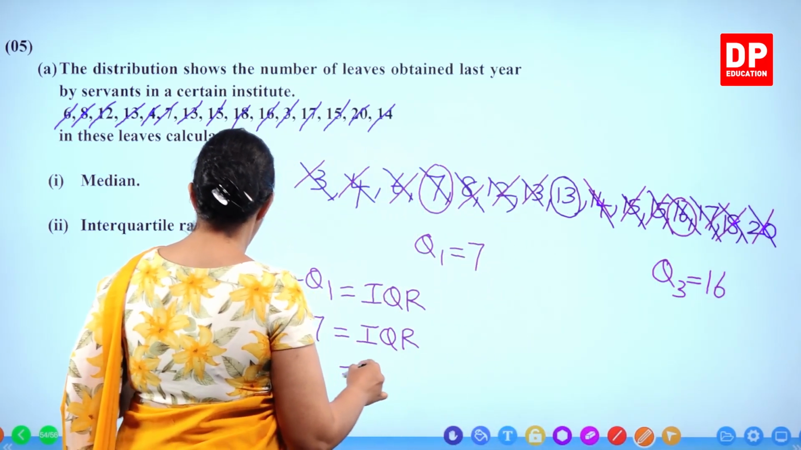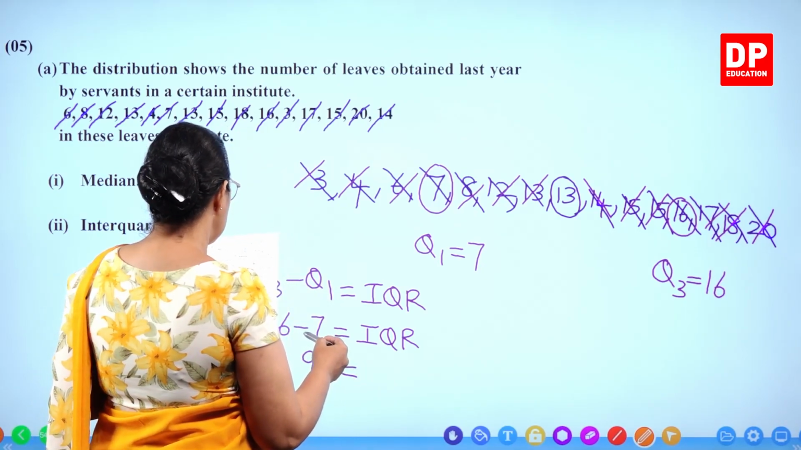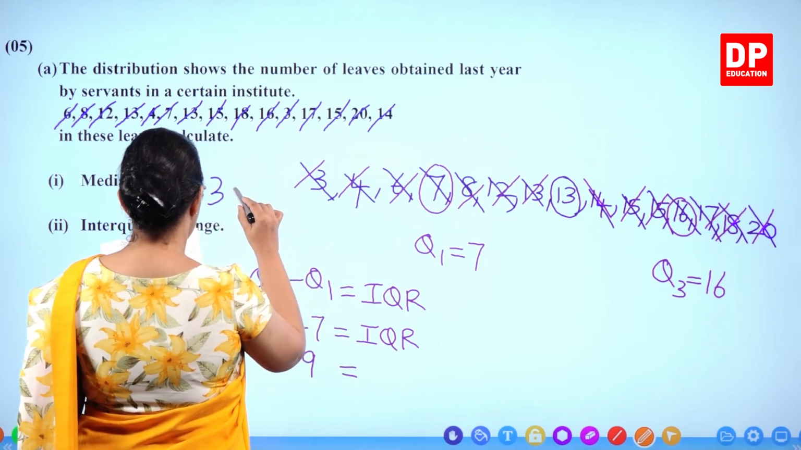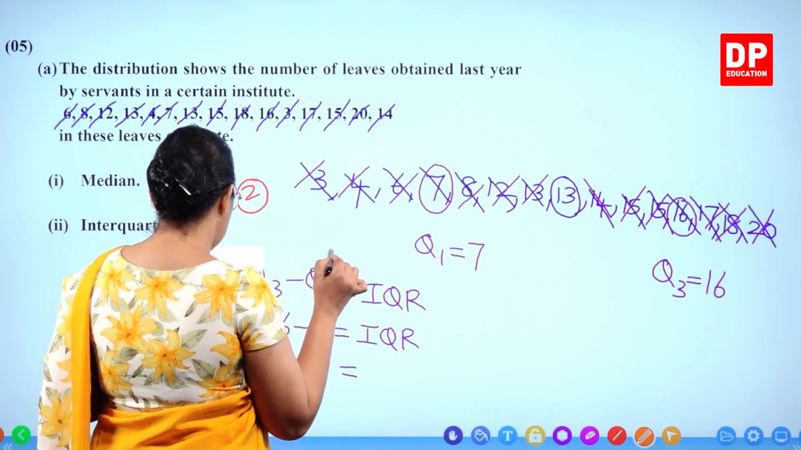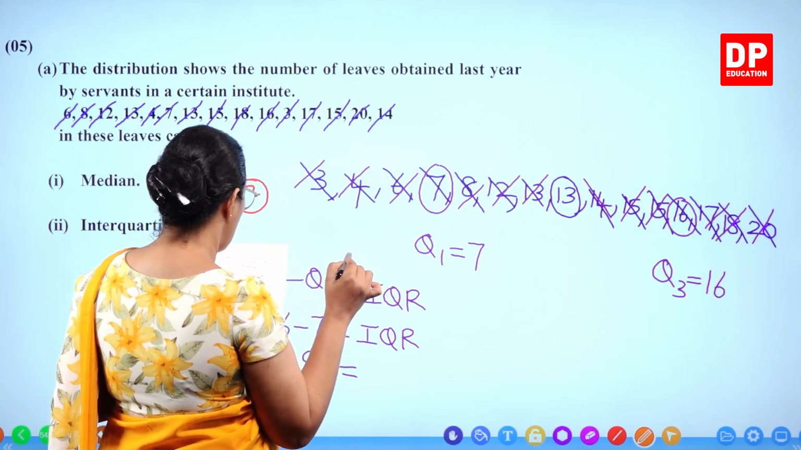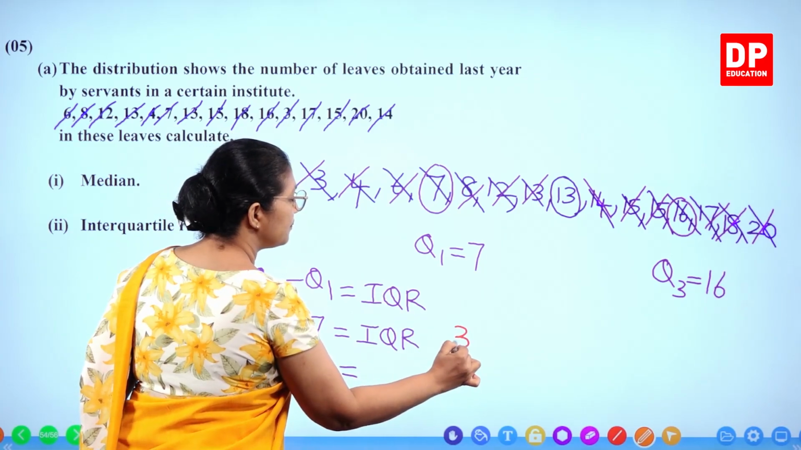So how many marks for finding the median? You get 2 marks. Finding the interquartile range, you get 3 marks.